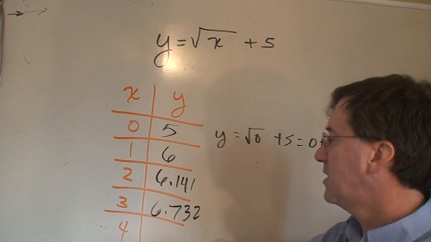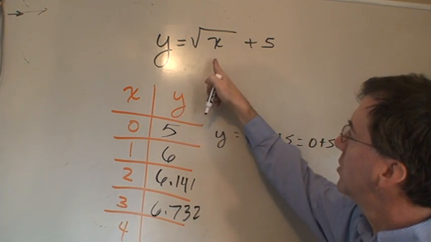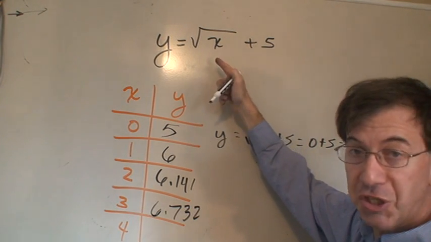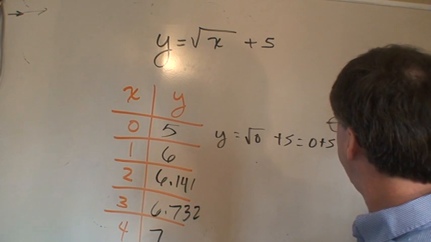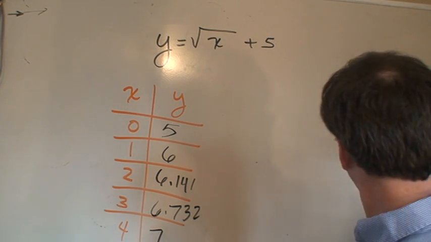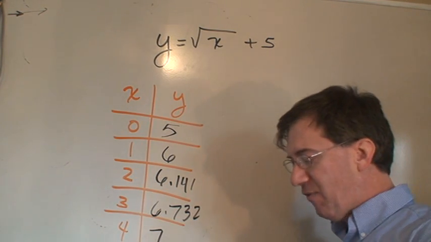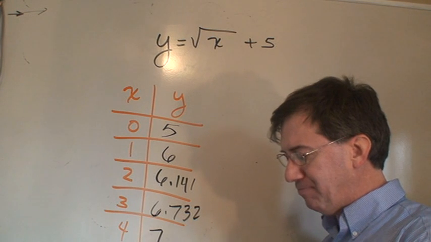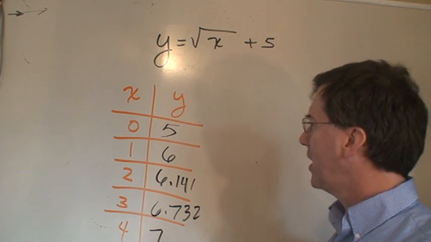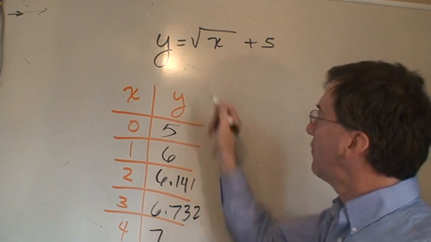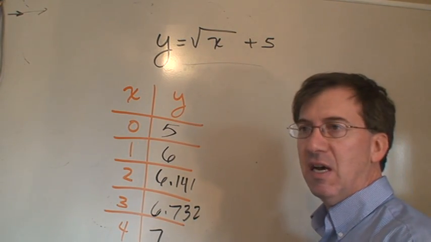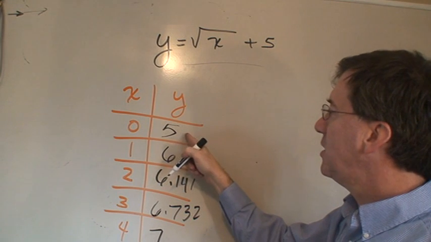Now for x equals 4, you would have the square root of 4, which is 2, plus 5 is 7. Now, what do all these mean? These are ordered pairs. So if I wanted to graph these, if you'll remember, I think it was last week when we had to graph some ordered pairs, you can also use this function and graph it with a function plotter. But these are ordered pairs.